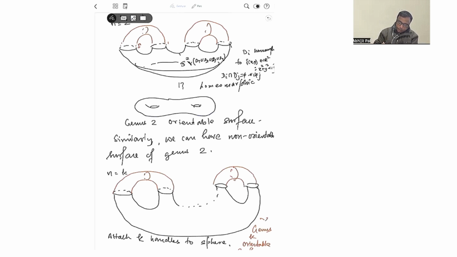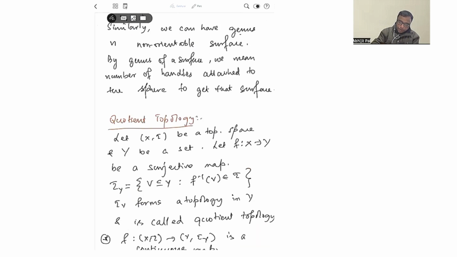Similarly, we can have a non-orientable surface of genus 2, which I'm not drawing here. And for n equals k, you can attach k handles to the sphere. Similarly, we can have genus n orientable or non-orientable surfaces. Okay, and now let us make it a little rigorous: how to define the surface, how to get the surface as a quotient space.